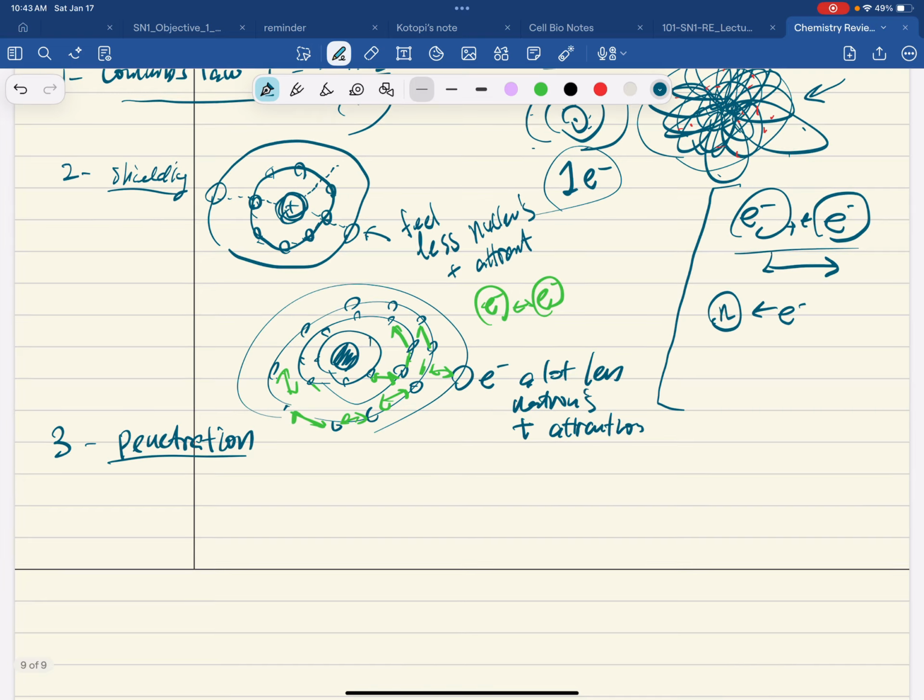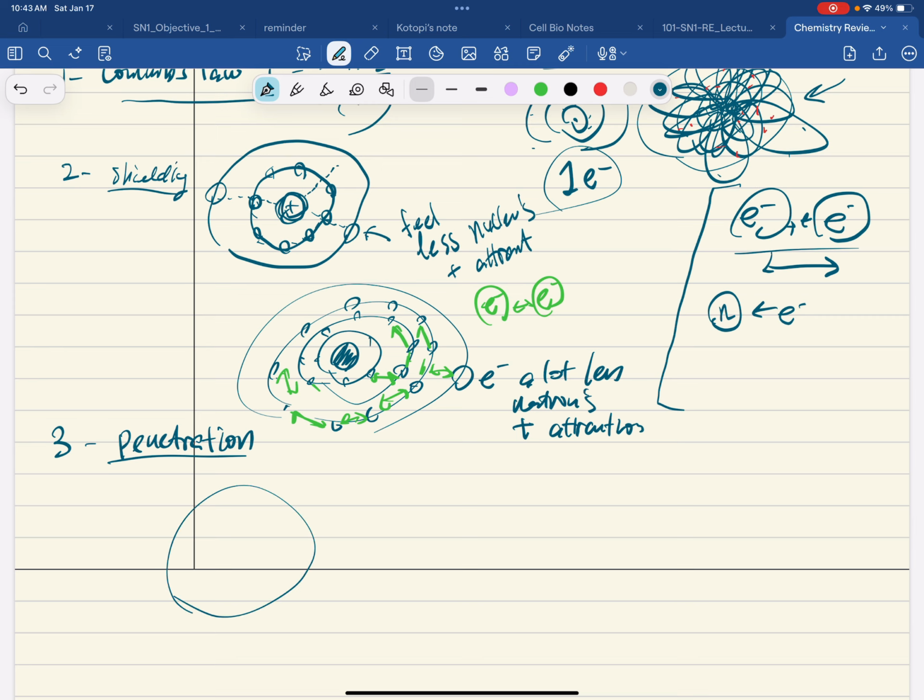Penetration is when an electron penetrates the cloud of, let's say, a 1s electron to get closer to the nucleus. It is then less shielded and feels a greater positive nuclear charge, and therefore it has a lower overall energy.